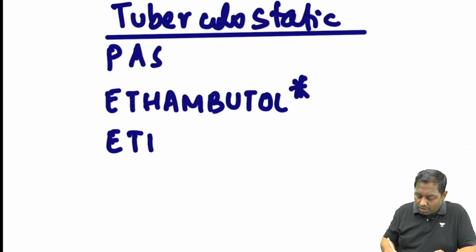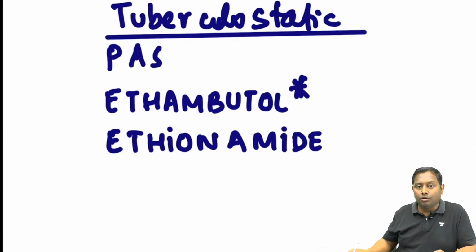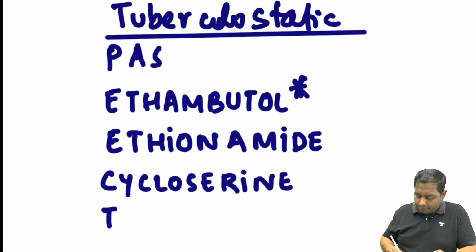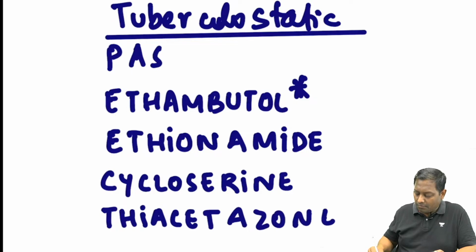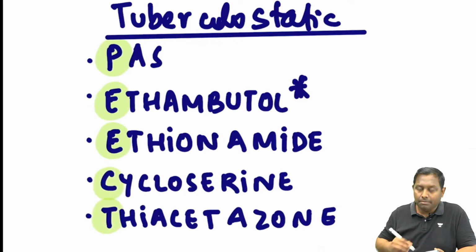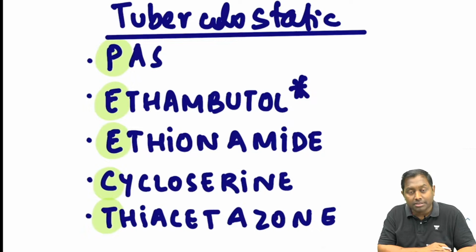Then we also have one more drug, that is ethionamide: ethambutol, ethionamide, cycloserine, thiacetazone. These are the drugs that are tuberculostatic in nature. Out of them, the only first line drug is ethambutol. You can remember them very easily: tuberculostatic, P, static, P, very good relation, you can understand. P, C, T, static, P, C, T, tuberculostatic. These all drugs are tuberculostatic.